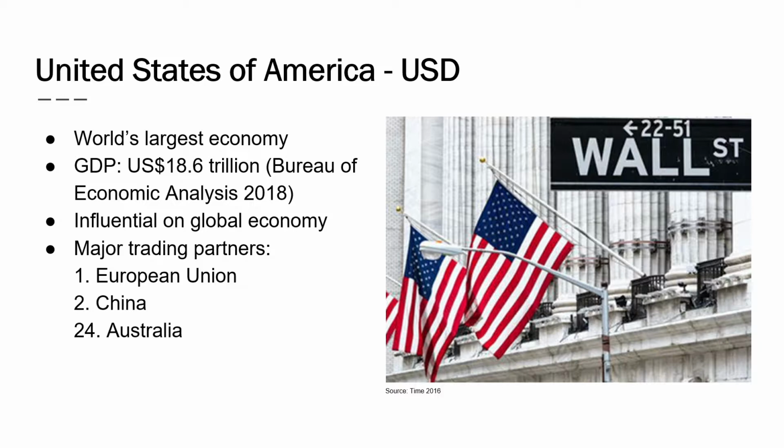Alright, so let's talk a little about the United States of America and their economic background. They are the world's largest economy and also the most influential. This is because of how advanced their technology and infrastructure are. Their GDP is currently at around 18.6 trillion US dollars, with their major trading partners being the European Union and also China, with a mention to Australia coming in at number 24.